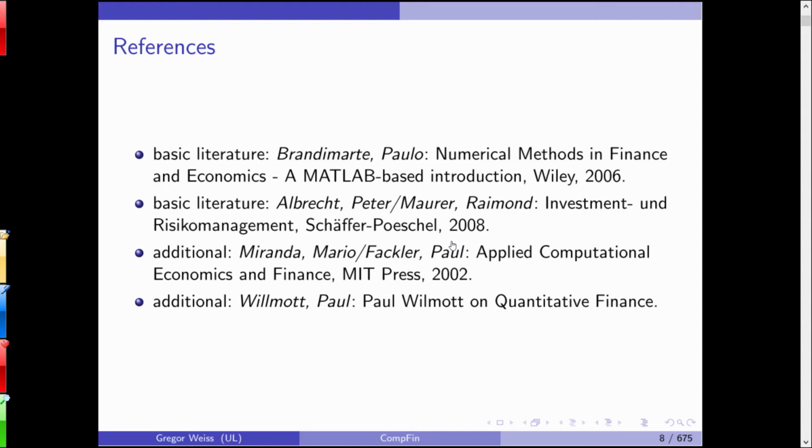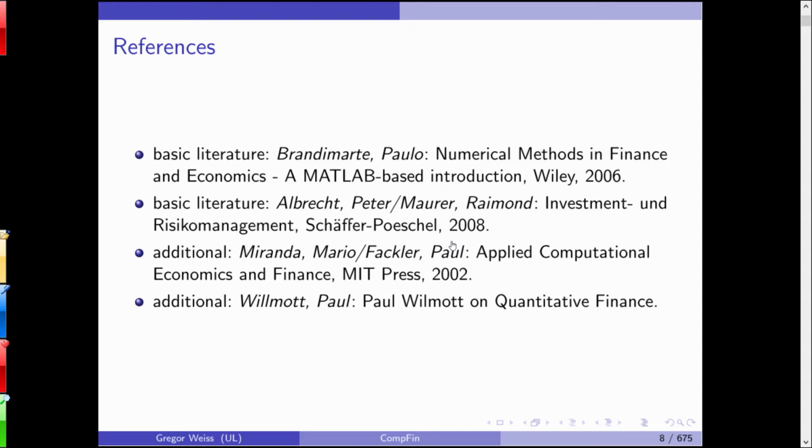I hope we have one textbook in the library, otherwise I have one upstairs. The problem is the book is quite expensive. I think it costs about 200 euros, so I wouldn't recommend buying it. The second one is Albrecht and Maurer, Investment und Risikomanagement, in German. This is not very hard on the mathematics side, but it's where most of the finance applications come from.